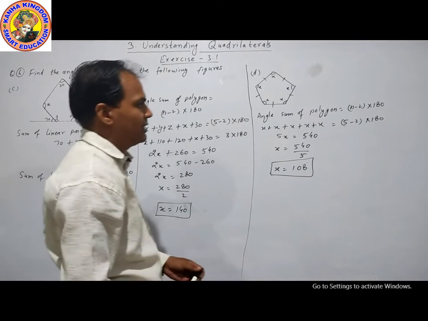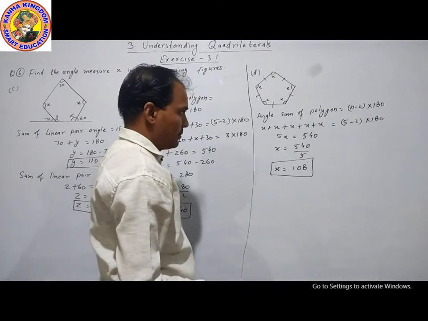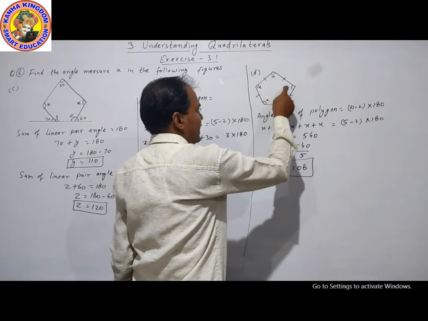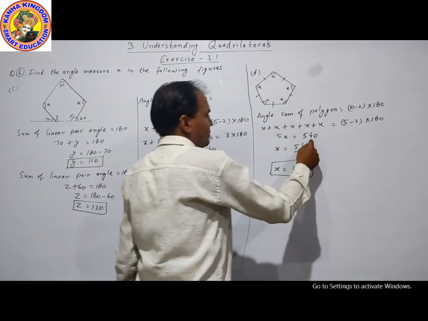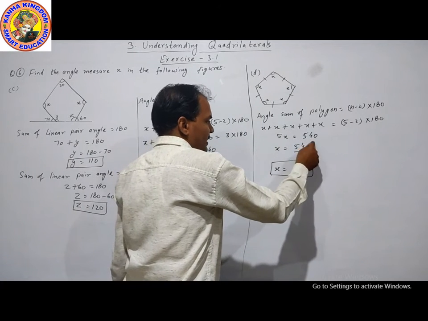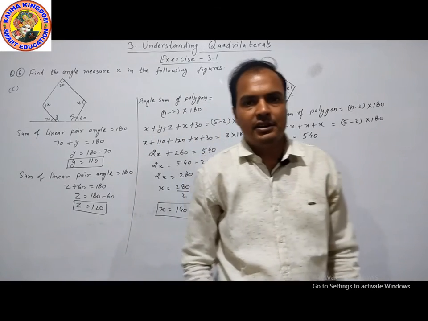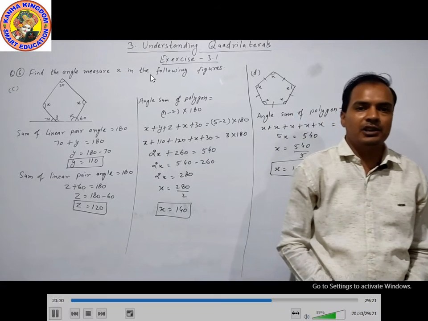In our next question, angle sum of polygon is equal to n minus 2 into 180. N is number of sides, which is 5. Angle sum, x 5 times, x, 3 into 180, 540. This is multiplied by 5, so we will divide by 5. Answer is 108. You can take a screenshot of this. We will move to our next question.